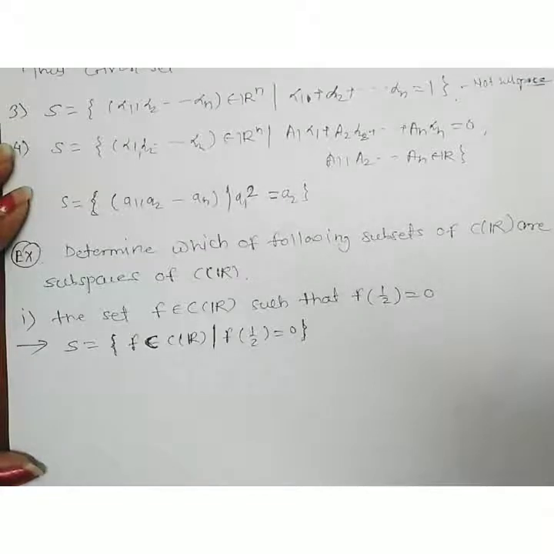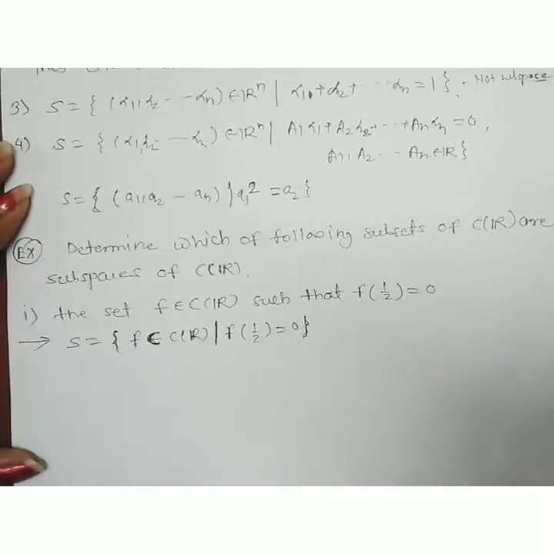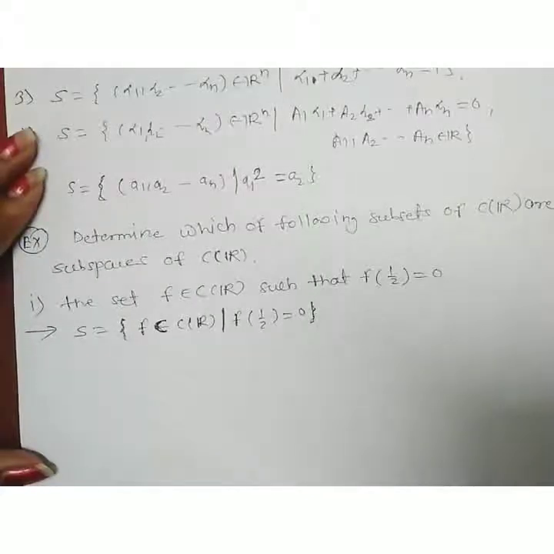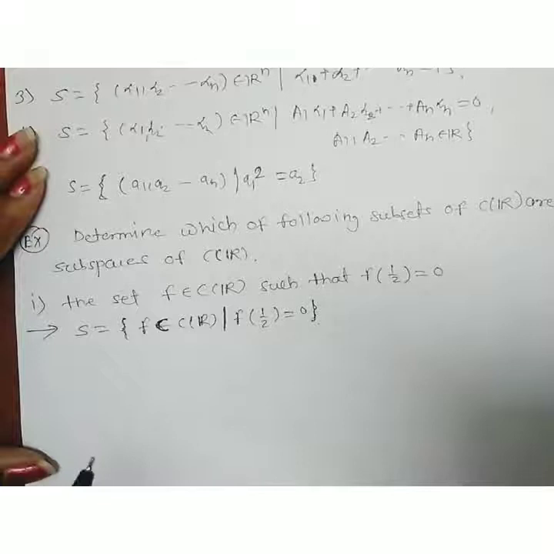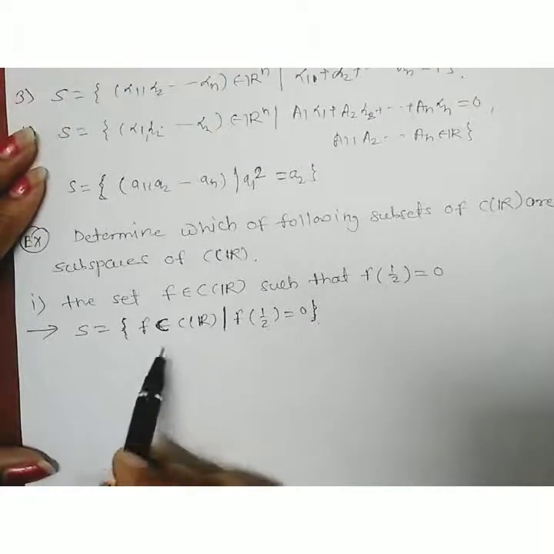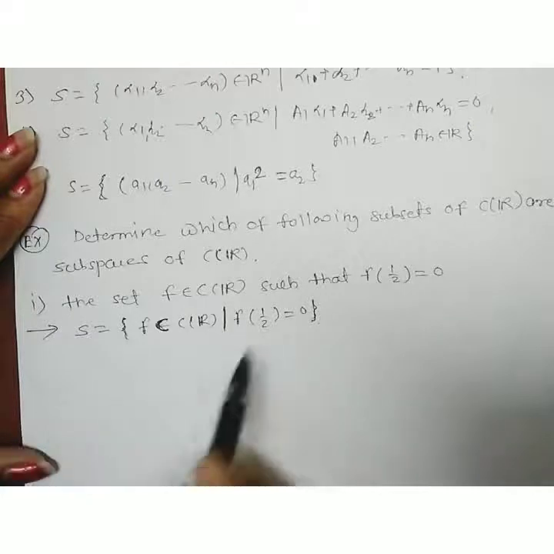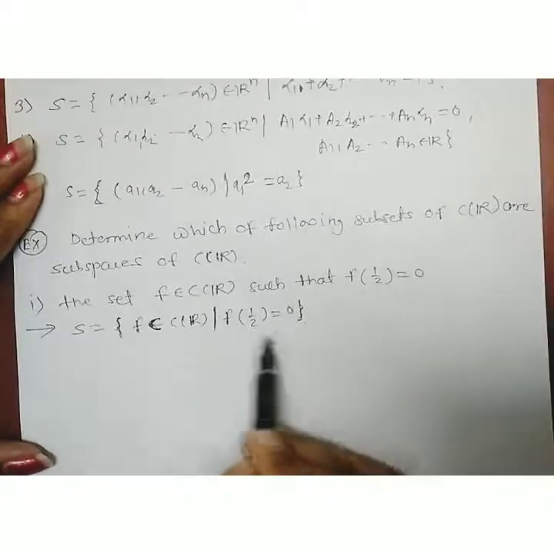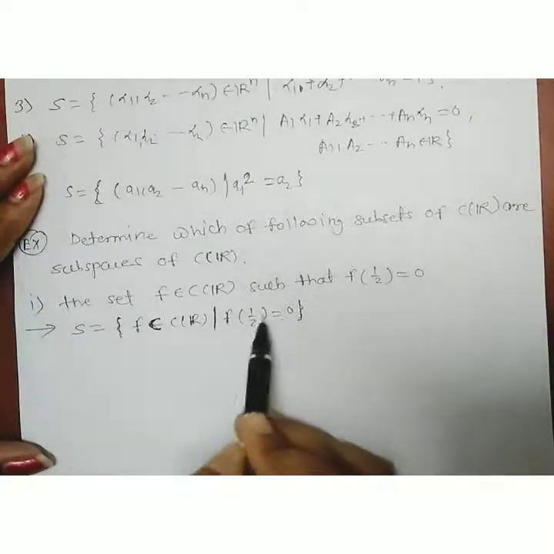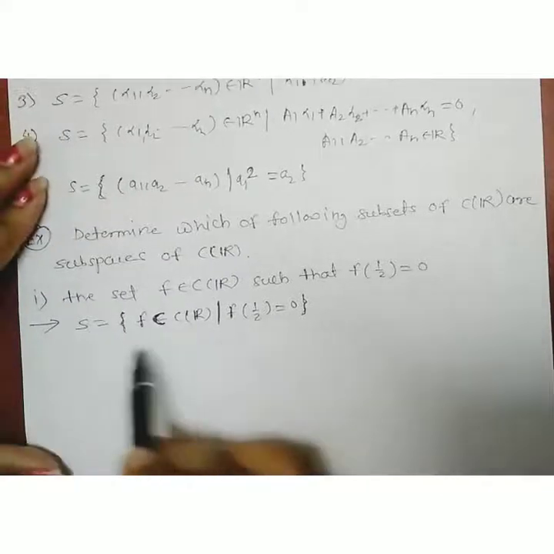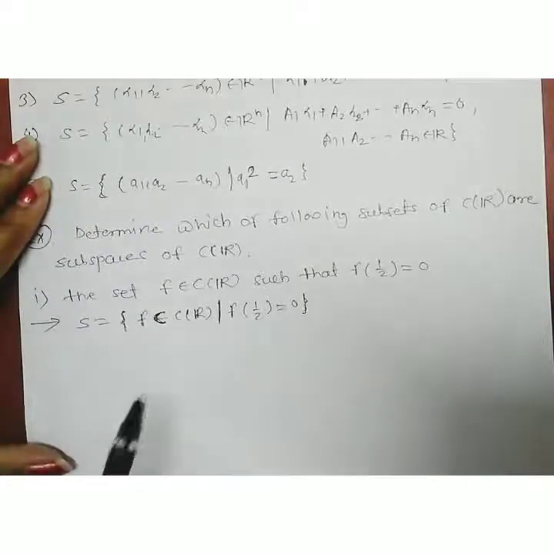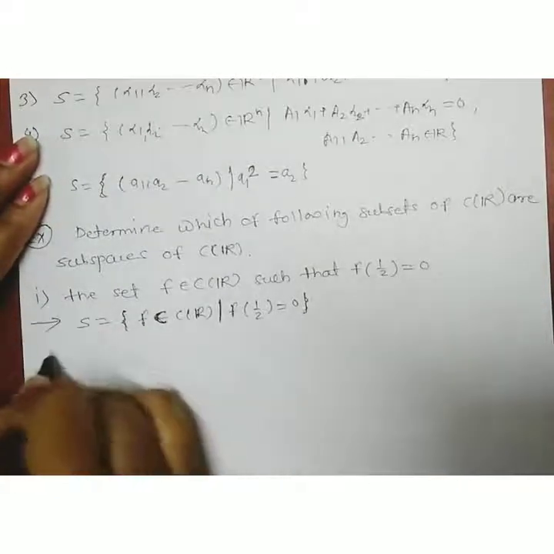So first of all, we have to look at the first condition, whether it is non-empty or empty. For non-emptiness, we have to show that the zero element belongs to that set. In the case of continuous functions, the zero element is the zero function. Under the zero function, the image of any element is 0. We need f of 1/2 equal to 0, and under the zero function the image of any element is obviously 0. So the zero function belongs to that set, therefore the zero element belongs to S, and this set is non-empty. So the first condition is satisfied.